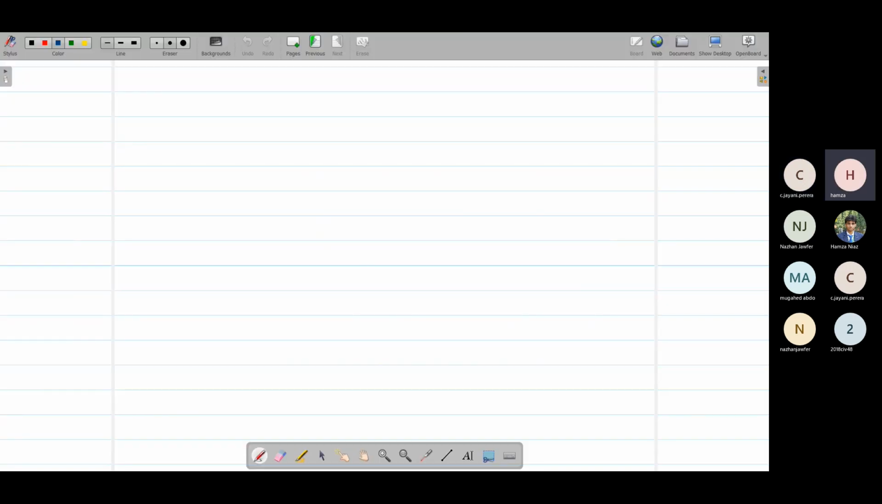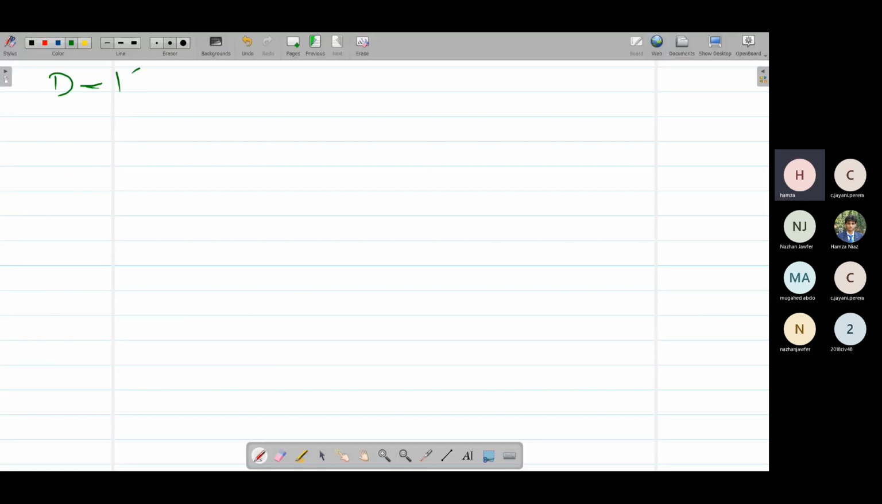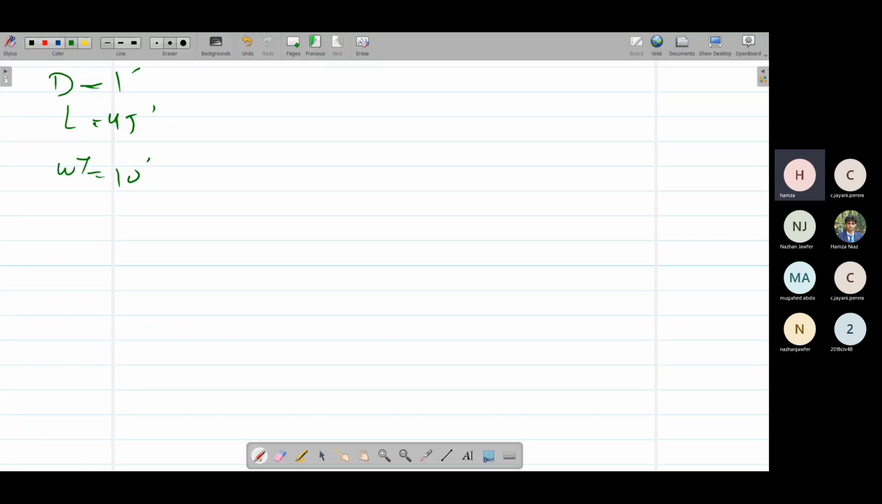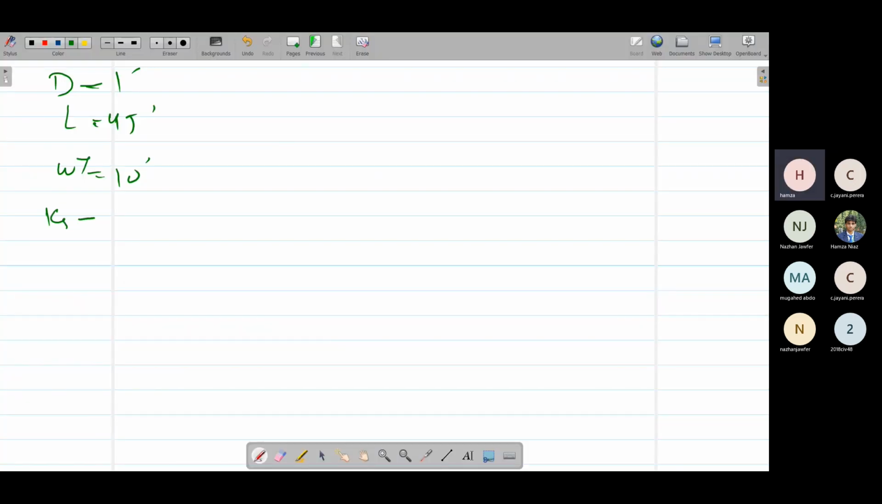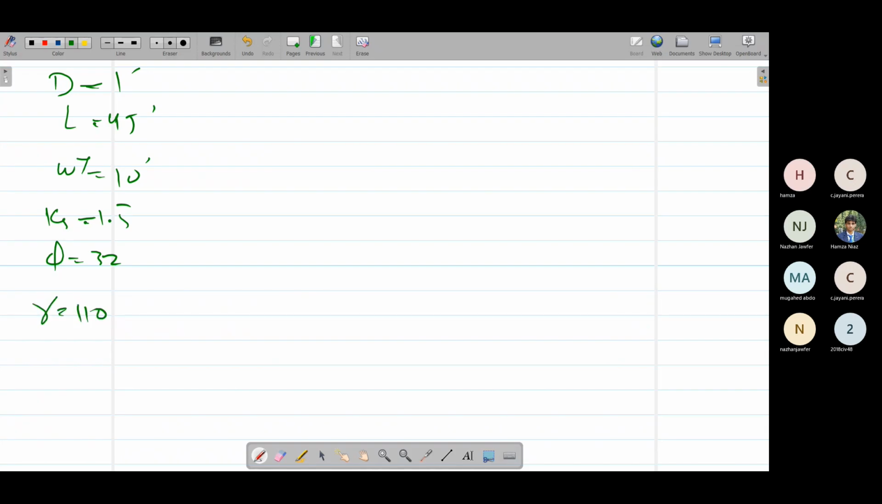No issue, sir. All right. The second one is quite similar. We have the dia of pile as 1 foot, 12 inches, length is 45 feet, and water table at 10 feet. KS equal to 1.5, phi equal to 32, gamma 110, and FS 2.5. So this is our pile.